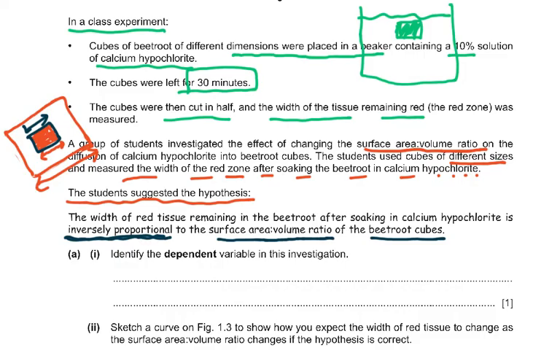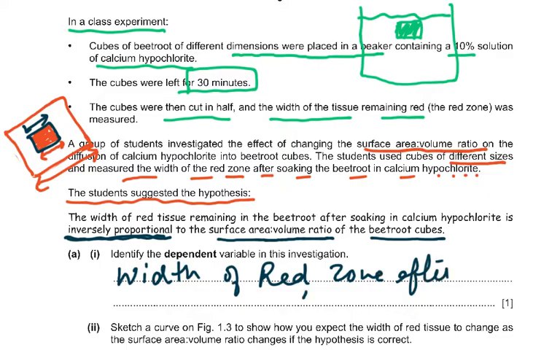Now it says identify the dependent variable. I've talked about this many times, dependent and independent. Dependent is the result. What are you measuring? Not the process. What you are basically measuring is the width of the red zone. We are studying the surface area's connection with the width of the red zone. So, width of the red zone after soaking. This was the 1 mark that you're going to get for this.